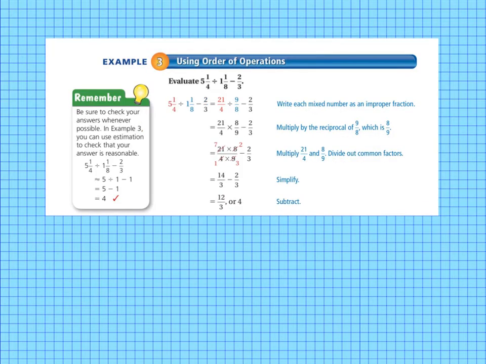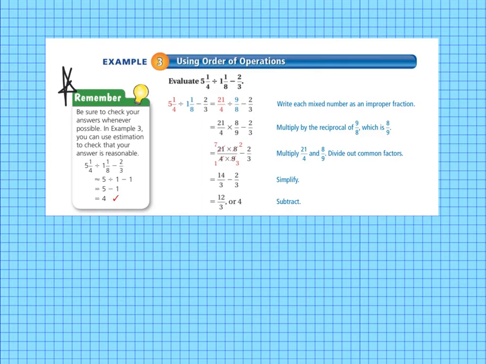Before we start example 3, let's look at the box that tells us to remember something. It says, remember, be sure to check your answers whenever possible. In example 3, you can use estimation to check that your answer is reasonable. 5 1/4 divided by 1 1/8 minus 2/3.